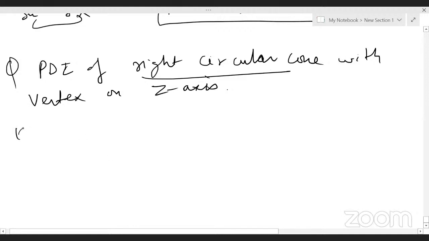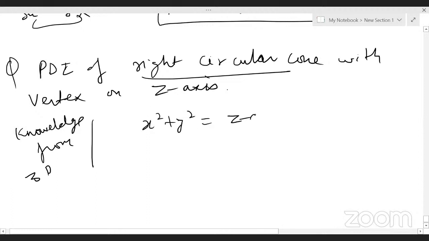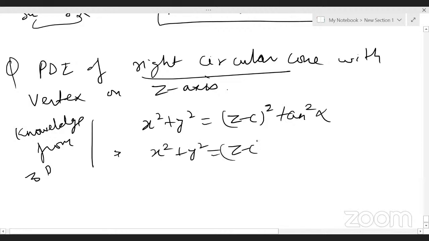So here also you need knowledge from 3D geometry, right? What is that knowledge? That is, what is the equation of a right circular cone? x square plus y square is equal to (z minus c) square times tan square alpha, some constant angle. Or you can write it like this also: x square plus y square is equal to (z minus c) square into some constant k. So this is the equation.